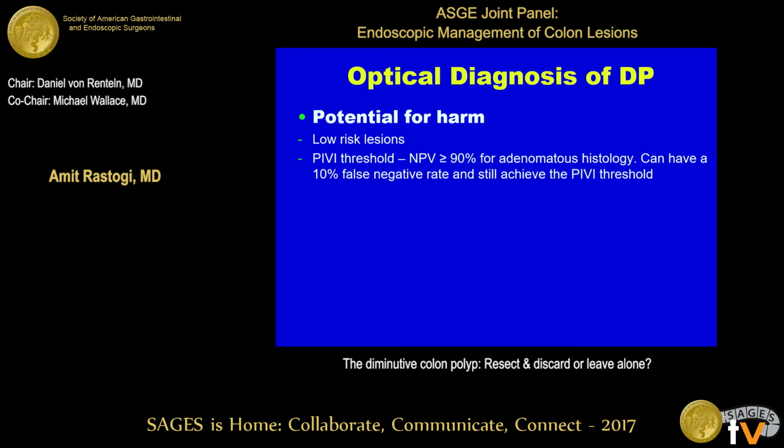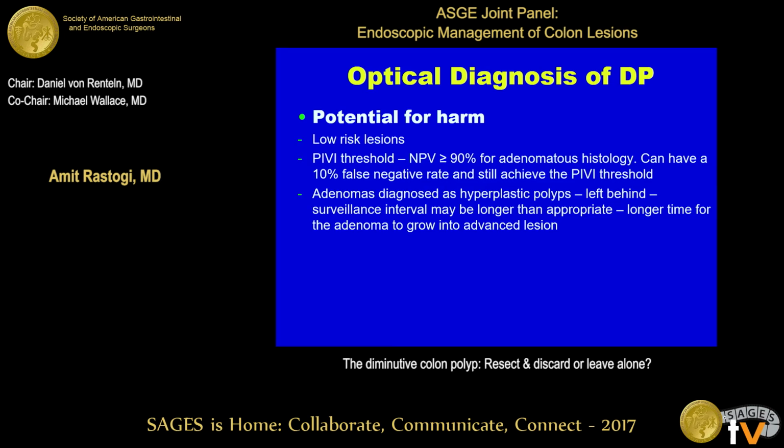However, if you think about it, according to the second PIVI threshold, you have to achieve a negative predictive value of greater than or equal to 90% for adenomatous histology. So you can have a 10% false negative rate and still achieve that benchmark or threshold that can allow you to pursue this paradigm shift. So what it means is 10% of the time you can diagnose an adenoma incorrectly as a hyperplastic polyp. So you leave that behind because you follow the do not resect strategy.